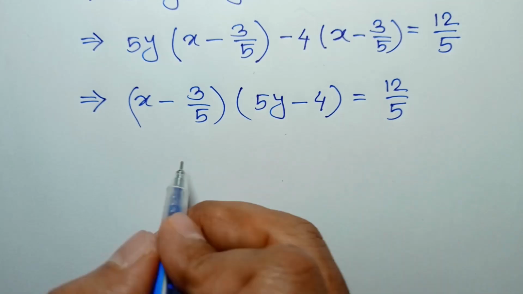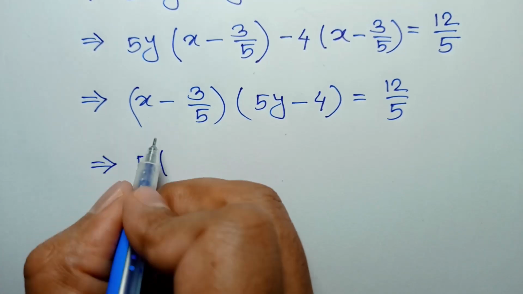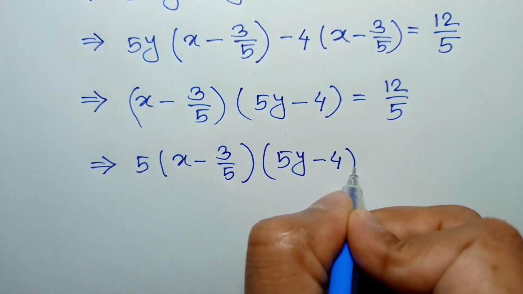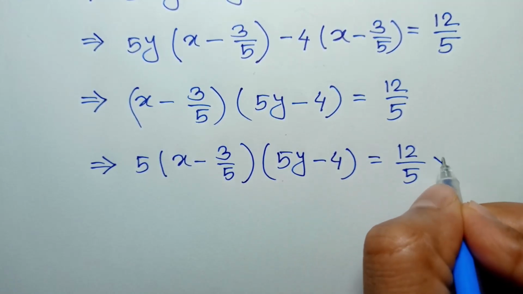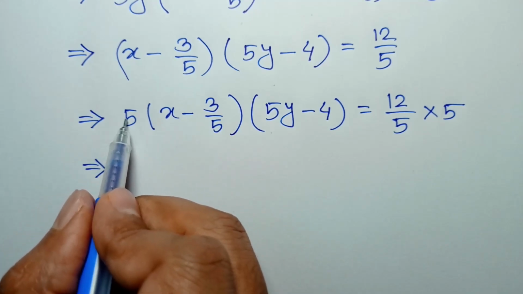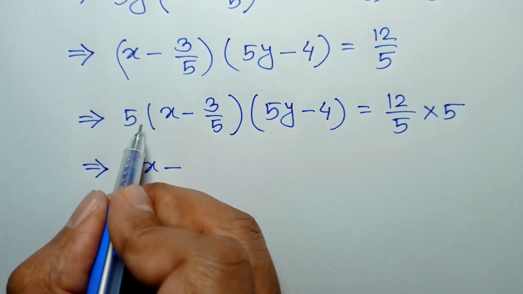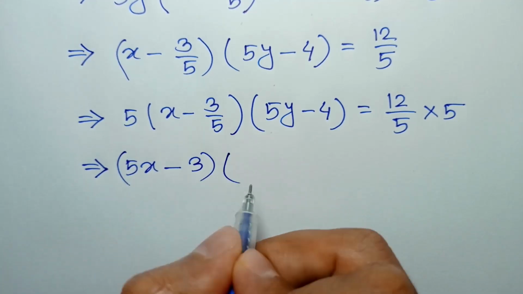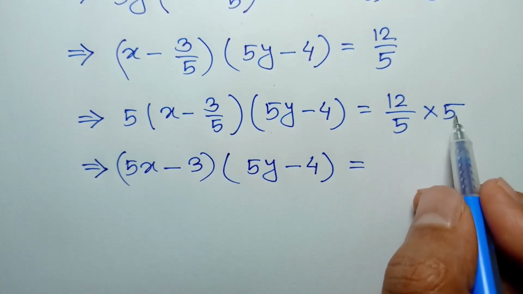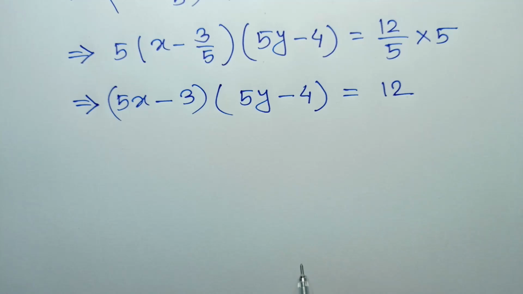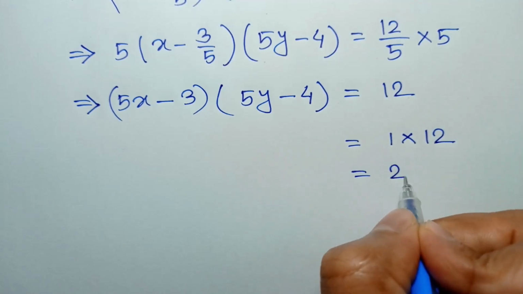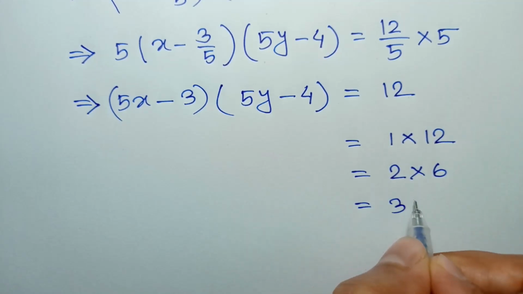Now multiplying both sides by 5, we will have 5 times x minus 3 over 5 times 5y minus 4 is equal to 12 over 5 times 5, or if we multiply these two terms, 5 times x is 5x minus this 5 and 5 will cancel, so it will be 3 times 5y minus 4 is equal to, this 5 and 5 will cancel, so it will be 12 is equal to, 12 can be written as 1 times 12 or 2 times 6 or 3 times 4.